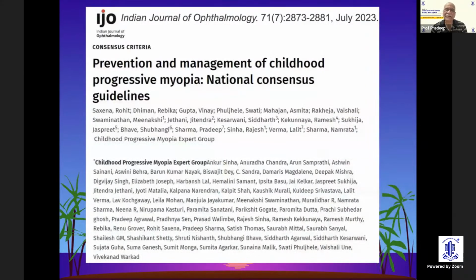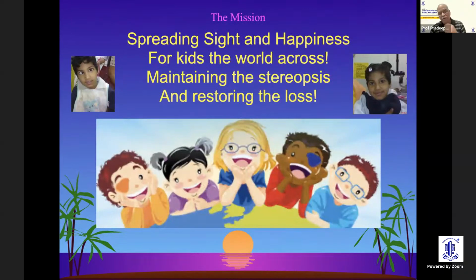There are nice national consensus guidelines on the prevention and management of progressive myopia in children, published in IJO. You can go into them for more details. So that would be my talk on this. We can have a discussion if there are any points.